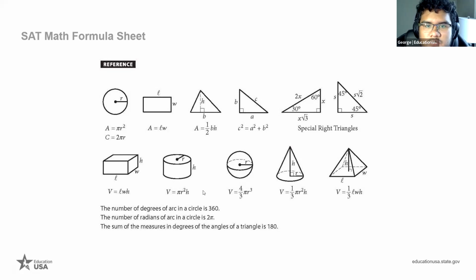But yeah, this is the formula sheet you will be receiving during the exam for the math test on both portions. And you can use these whenever these sorts of questions come up. So yeah, moving on here.